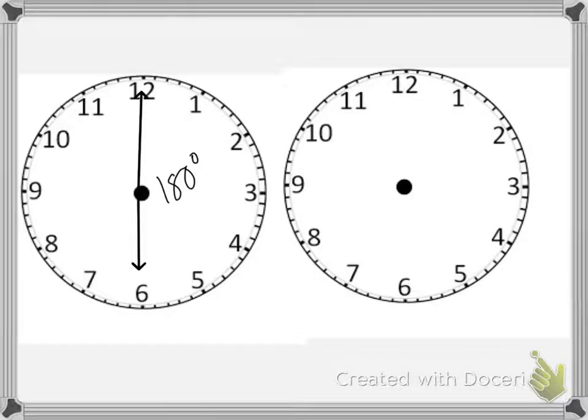If I wanted to draw a right angle, I would start with my minute hand pointing up at the 12 and my hour hand pointing at the 3. A right angle has 90 degrees. This is a right angle and a straight angle.